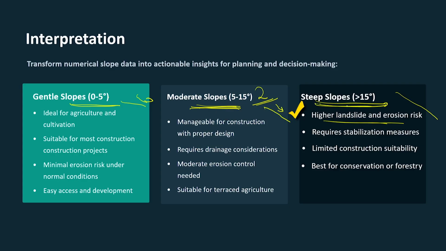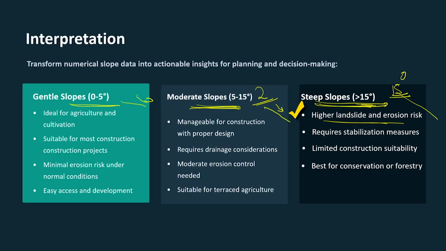Now we have the third category, that is steep slopes. These slopes are usually higher than 15 degrees. Here the slopes are more at risk for landslides and erosion. They are also not very suitable for construction or developmental activities. Such lands require stabilization measures to hold them steady, unlike the first two categories.